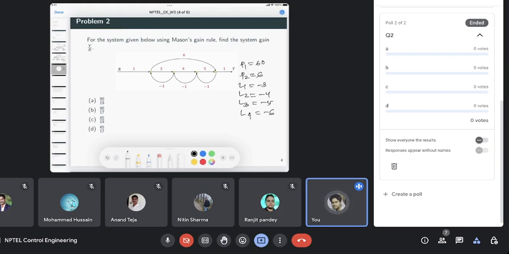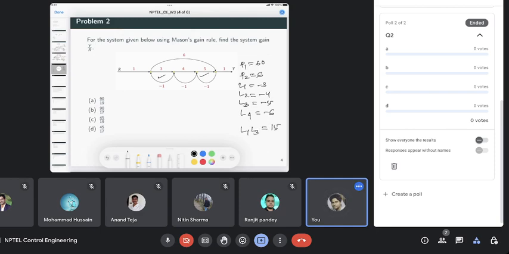So how many loops are there that are not touching each other if you take them in pairs? Yeah, one pair of non-touching loops, right? So this one and this one. Others, if you take them, are touching each other, and this bigger one is touching all 3. So you have only 2 loops, and their product will be 15, right? These are L1 and L3, so it is 15.